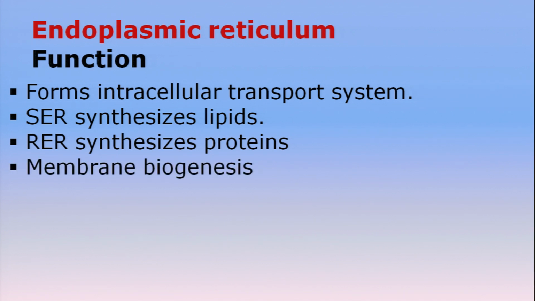Membrane biogenesis. What is membrane biogenesis? Membrane biogenesis means the synthesis of plasma membrane, the formation of plasma membrane. You know, plasma membrane is composed of proteins and lipids. And from where do these lipids and proteins come? They come from endoplasmic reticulum. Thus, endoplasmic reticulum helps in membrane biogenesis.